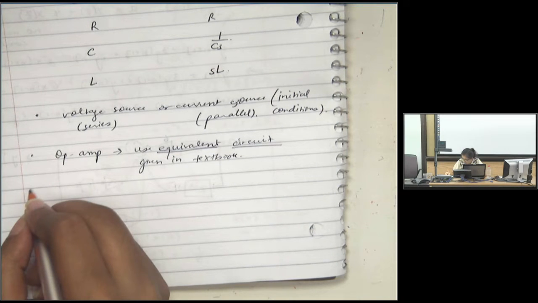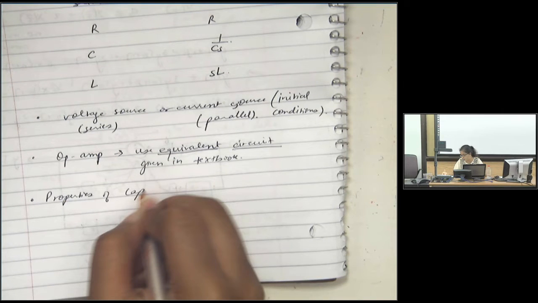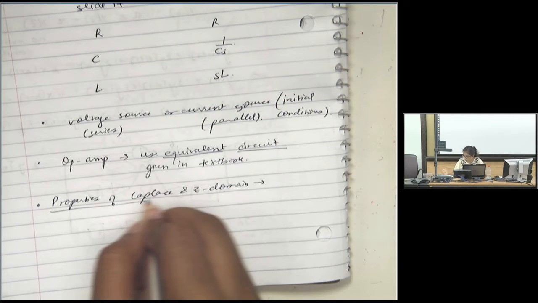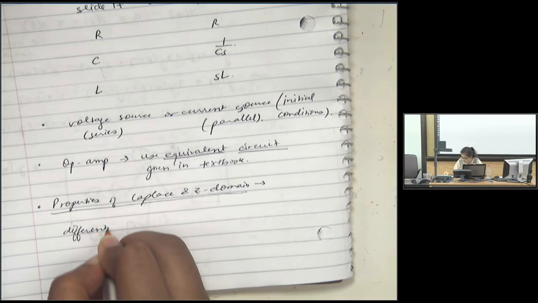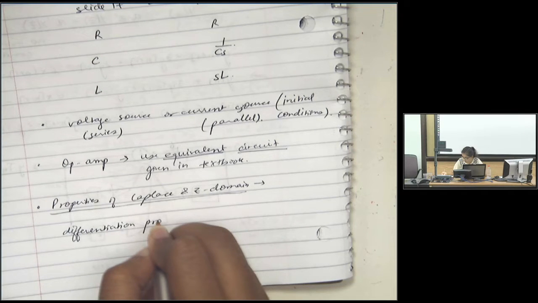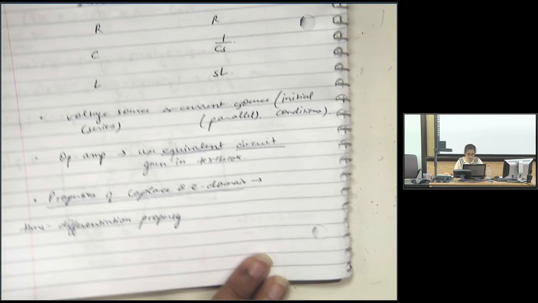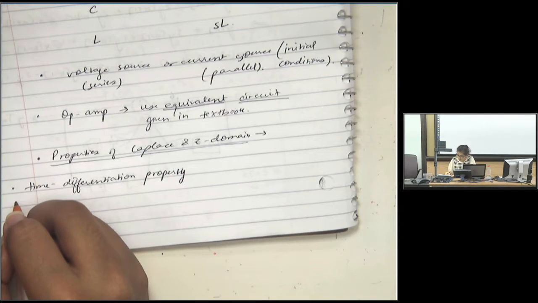Now, don't forget some of your properties of Laplace and Z domain. So one is your differentiation property, and specifically it's time differentiation, because it's a different property for frequency differentiation. So time differentiation, time integration.